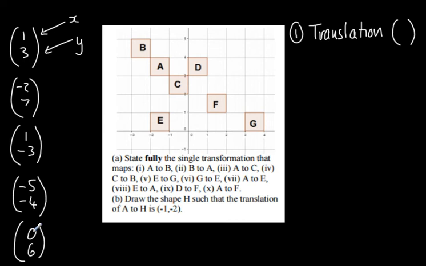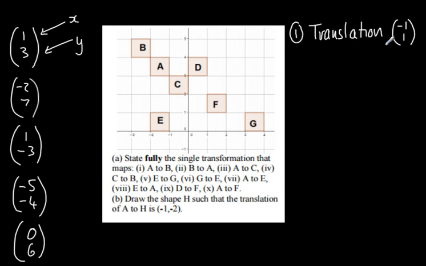So if we look now from A to B, A has moved left 1 and up 1. If you want to do it with a pen, you can simply pick this point up and go 1, 1. So it goes left 1, up 1. So my vector is simply going to be left 1, up 1. Left 1 is -1 and up 1 is +1. So it's a translation, and that is the vector.